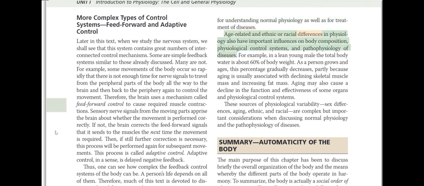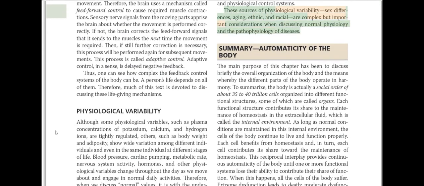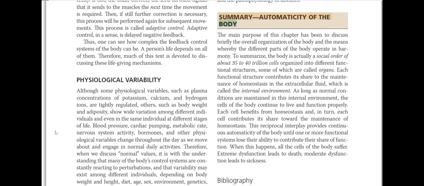Age-related and ethnic or racial differences in physiology also have important influences on body composition, physiological control systems, and pathophysiology of diseases. For example, in a lean young male the total body water is about 60% of body weight. As a person grows and ages, this percentage gradually decreases, partly because aging is usually associated with declining skeletal muscle mass and increasing fat mass. Aging may also cause a decline in the function and effectiveness of some organs and physiological control systems. These sources of physiological variability, sex differences, aging, ethnic, and racial, are complex but important considerations when discussing normal physiology and the pathophysiology of diseases.